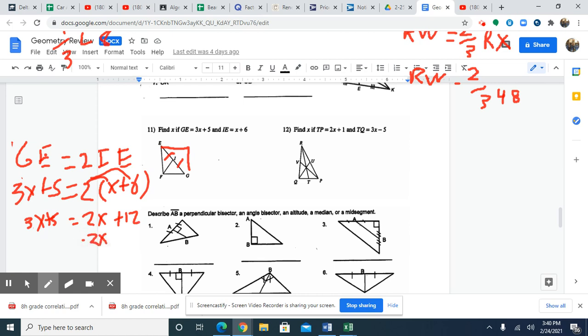So if we subtract 2x on both sides, we're left with x plus 5 is equal to 12. And we're going to subtract 5 on both sides. So x is equal to 12 minus 5, which is equal to 7.